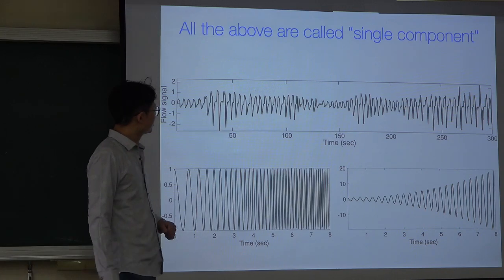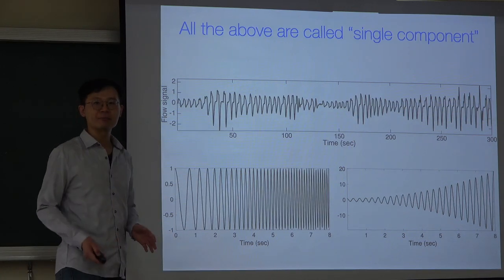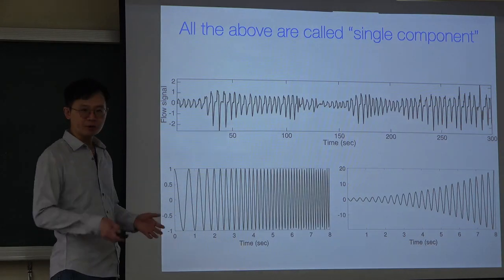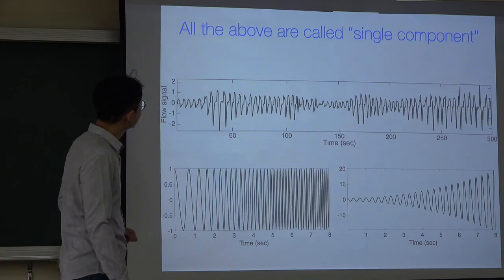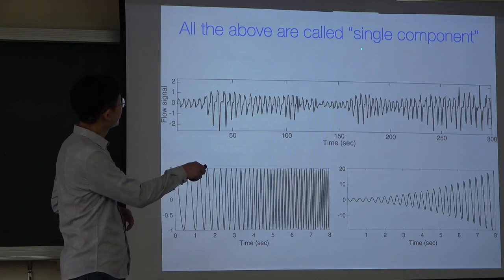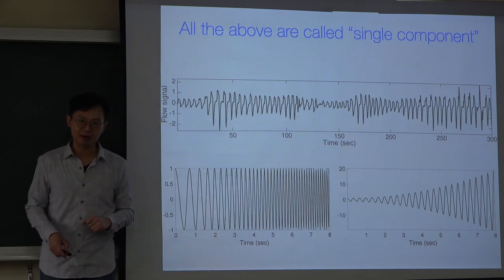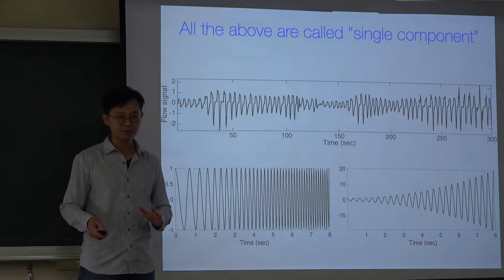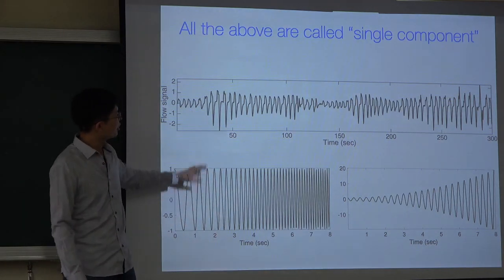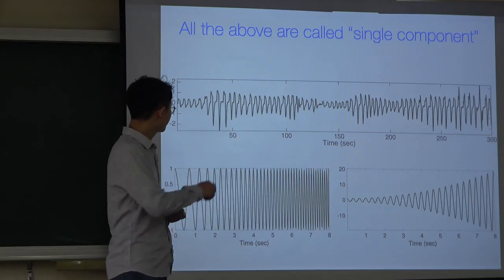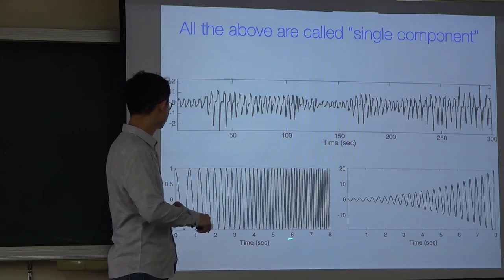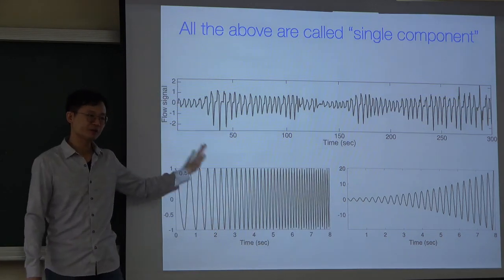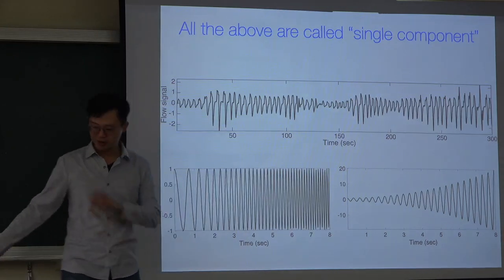Everything we have talked about, I have shown you above, simulated one, very simple one, or real one, the respiratory, more complicated one. They are all called single component. We will encounter multiple component signals in a bit, but all these are single components, ranging from the respiratory signal, frequency modulated one, amplitude modulated one. They are all single component signals.